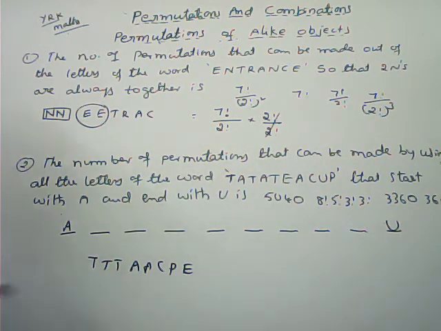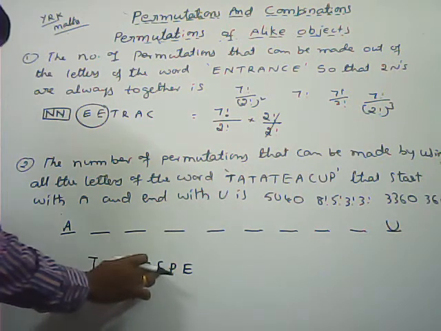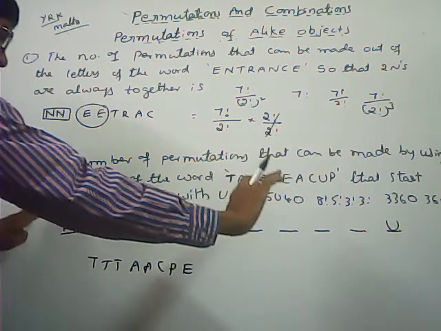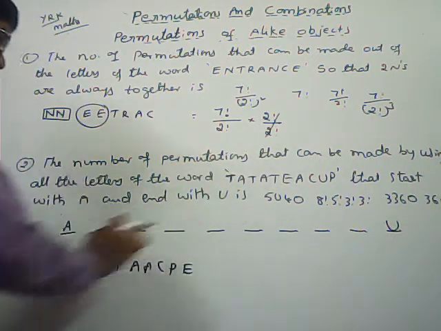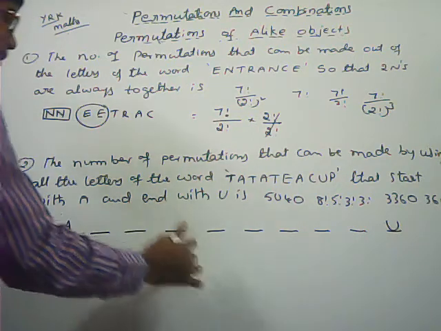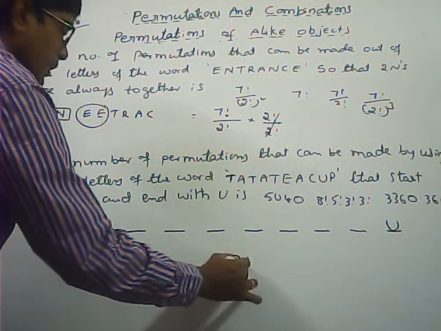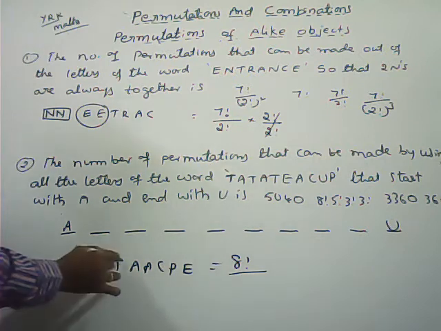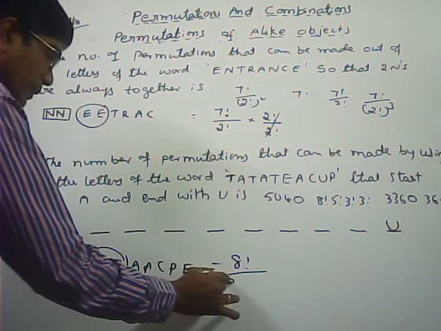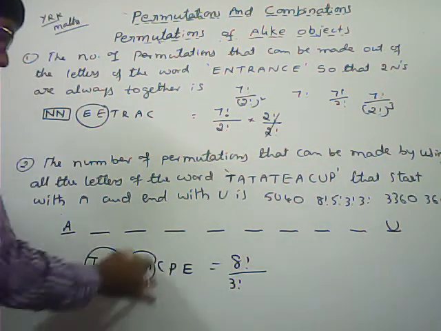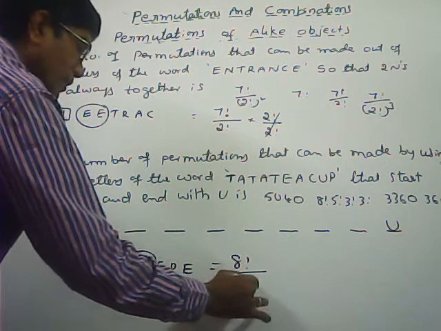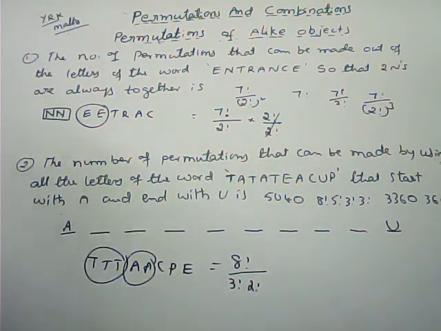So in total 3, 4, 5, 6, 7, 8. Those 2 are fixed only. Here 8 blank places are there. These 8 letters can be arranged among themselves in 8 factorial upon 3 factorial, since 3 are alike of one kind, and 2 factorial, since 2 are alike of another kind. The remaining 2 are different only. You can simplify this and choose the option.